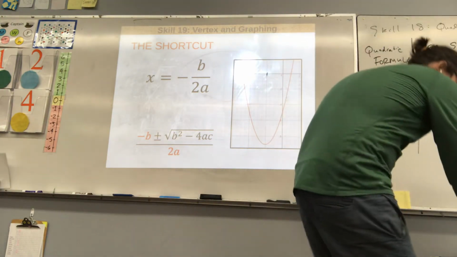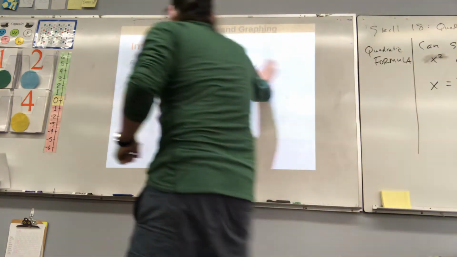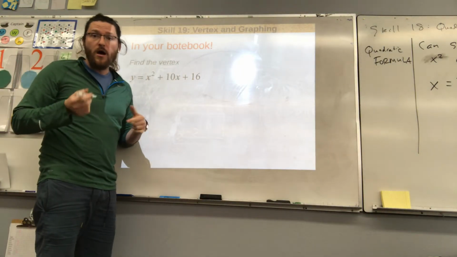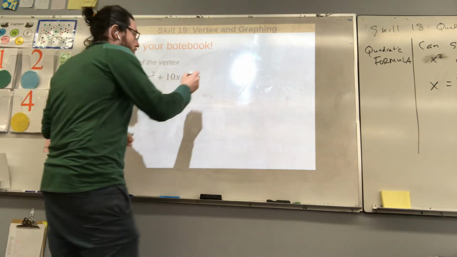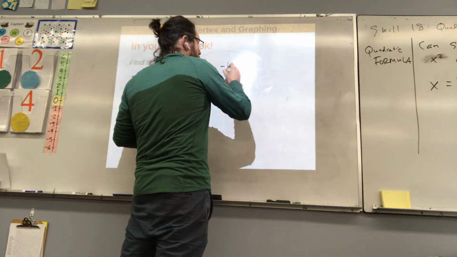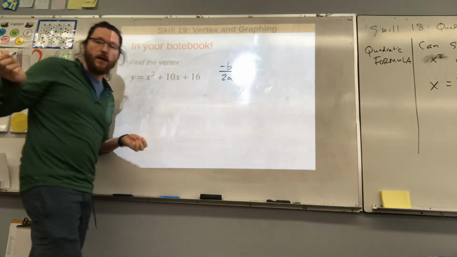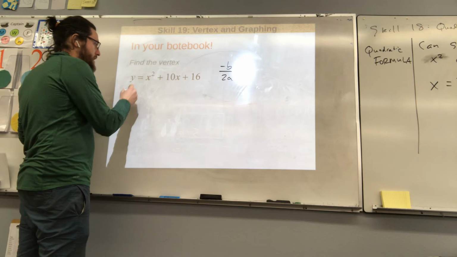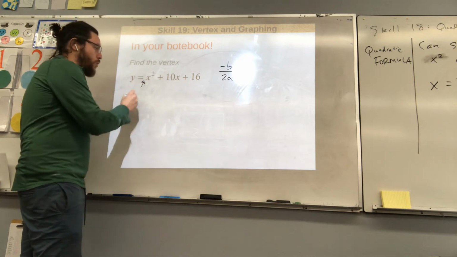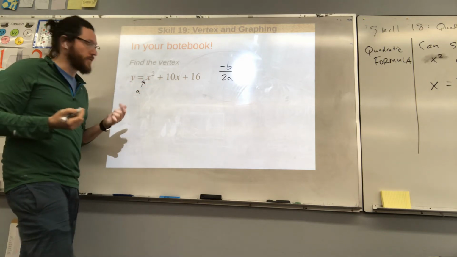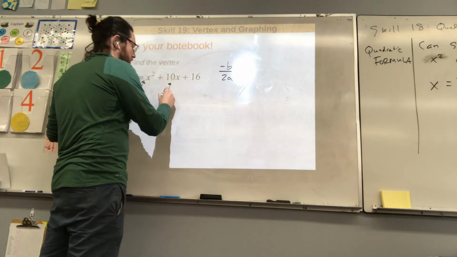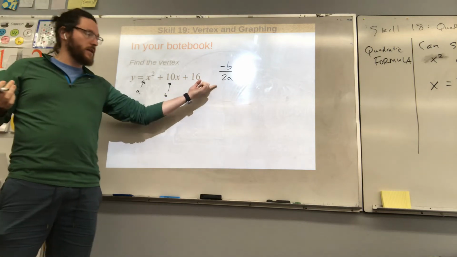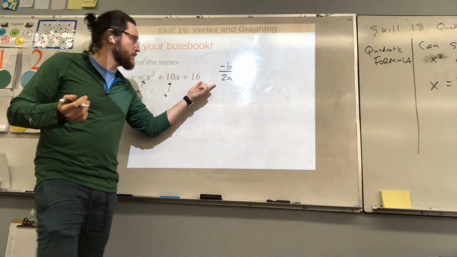For this first one, we have the problem y equals x squared minus 10x plus 16. If you want to work along with me on your whiteboard, this might be a good time for that. And remember, our shortcut is negative b over 2a. Our a's and b's work the exact same way as they did in Skill 18. Our a here is going to be 1, there's no number in front of x squared. Our b is negative 10, and our c in this problem is 16, but you might have noticed we don't actually use that in this little shortcut.